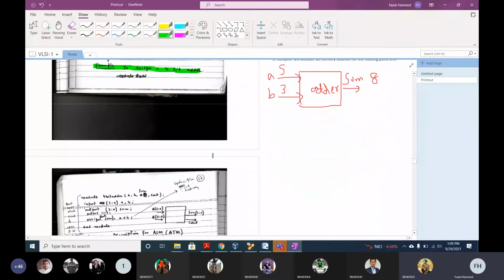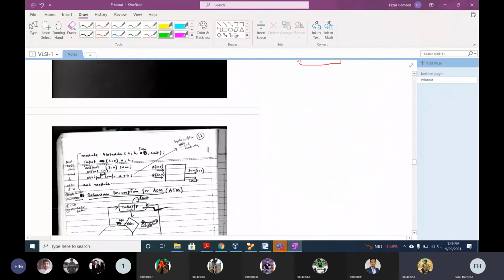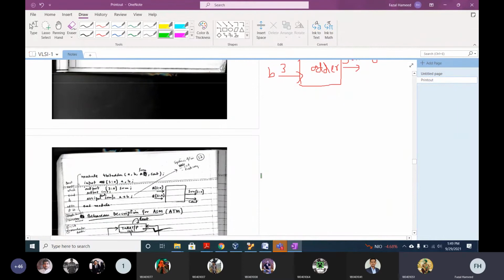Okay, so if you look at a 4-bit adder, how will this adder look? We have a black box. It will have 4 inputs and 1 output. So we have a black box, and now we have an adder.